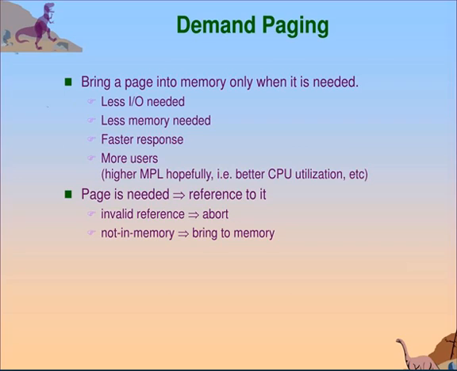So a swapper manipulates entire processes, whereas a pager is concerned with the individual pages of a process. We thus use a pager rather than a swapper in connection with what? Demand paging. So here it needs less I/O, less memory, and it is a faster response, and more users can use it. These are the important things you have in demand paging.